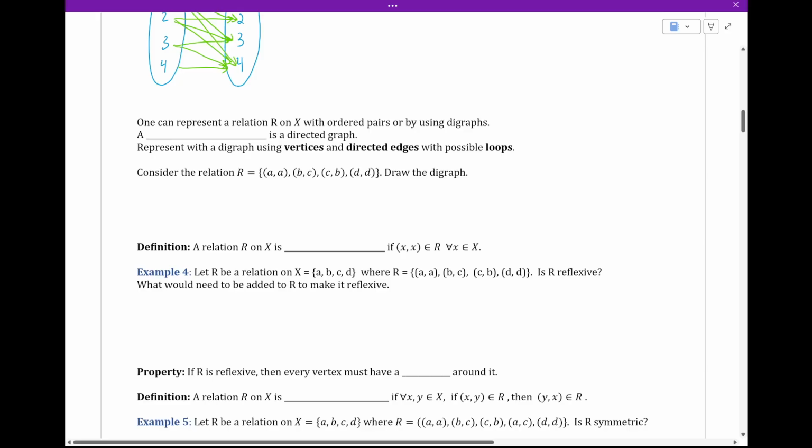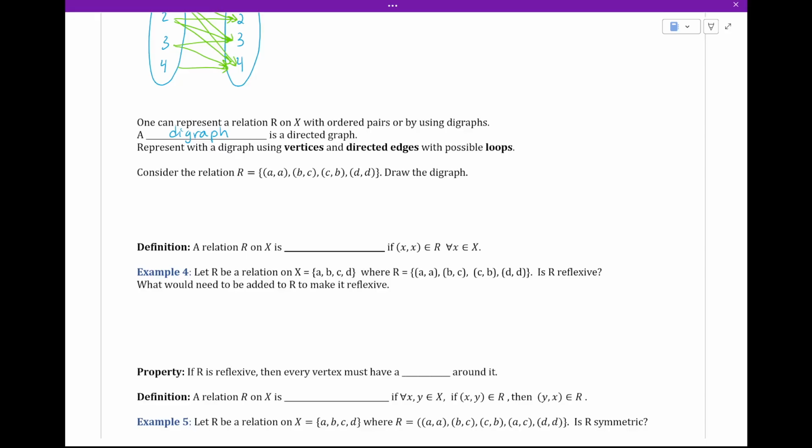Here's that way that I just talked about. Right away, we're going for it. One can represent a relation R on X with ordered pairs or by using digraphs. A digraph is a directed graph. Represent the digraph using vertices and directed edges with possible loops.